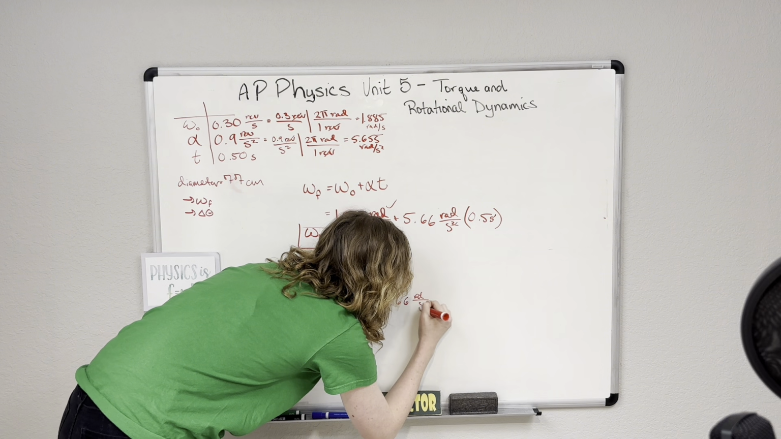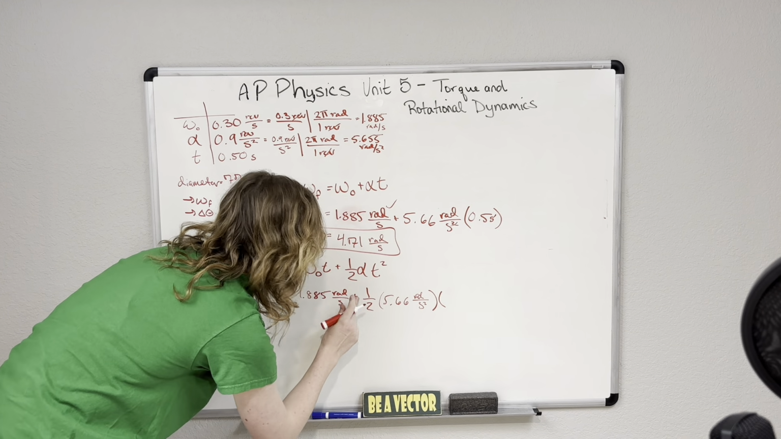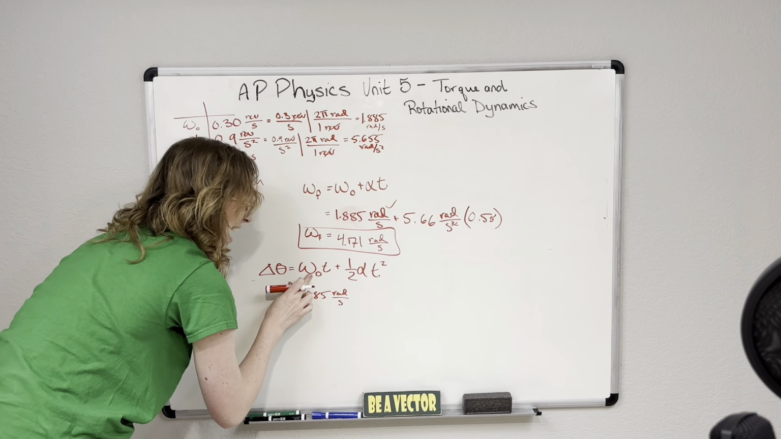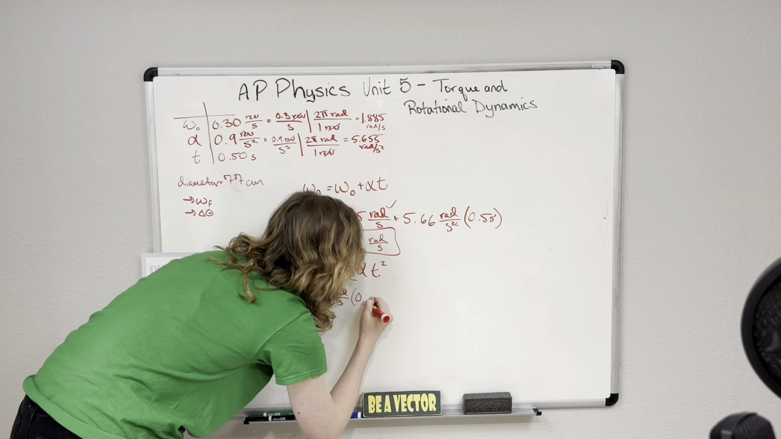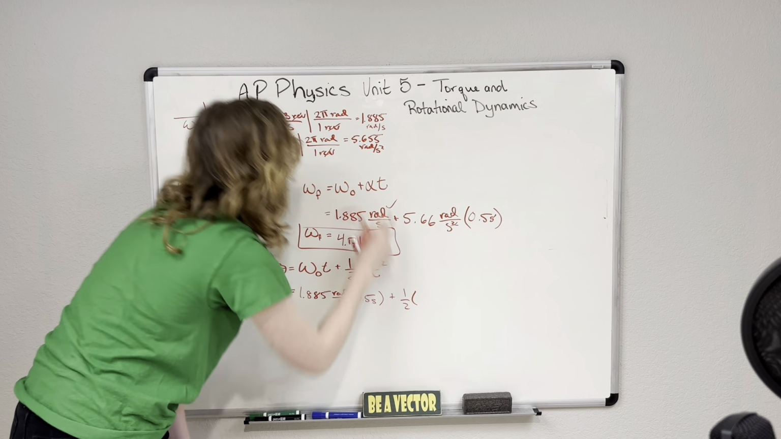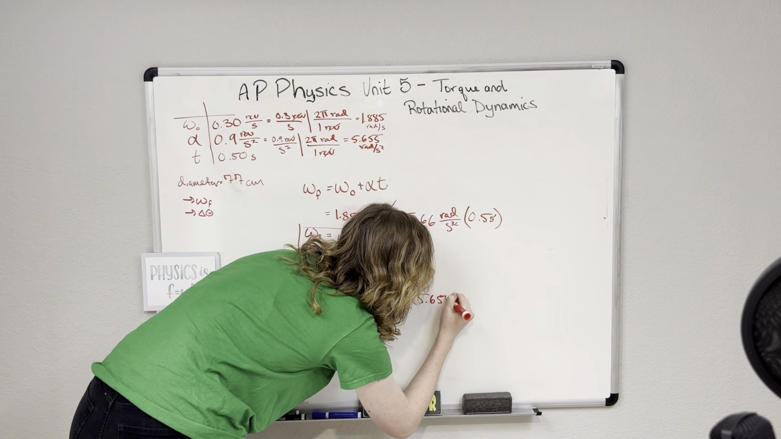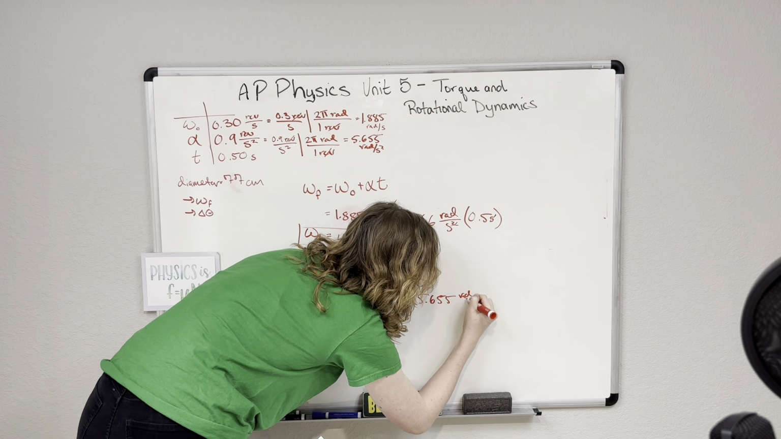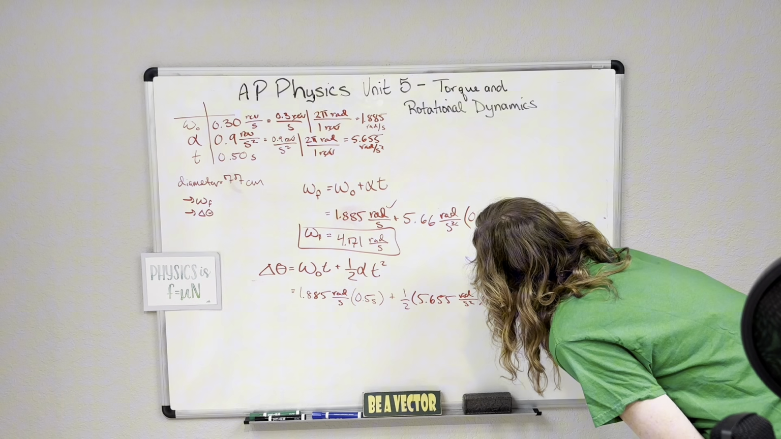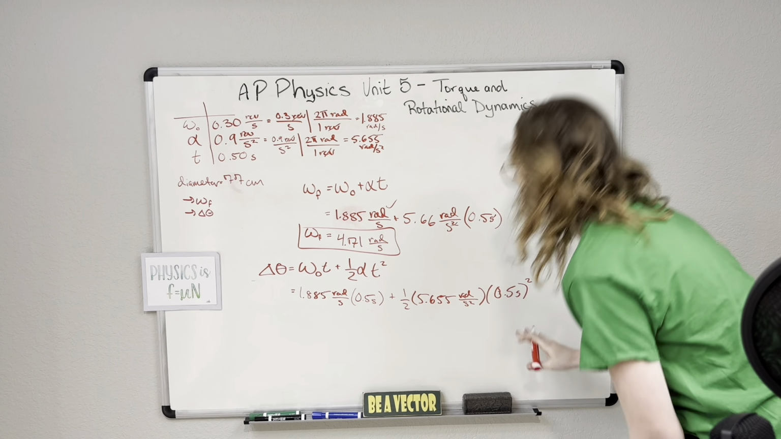radians per second squared, pardon my terrible handwriting, times, oh, I forgot my factor of time here. Let's back up and put that back in there. So our initial angular velocity times time, so times 0.5 seconds, plus 1/2 my angular acceleration, which is 5.65 radians per second squared, times, I'm running out of room, okay, times time, which is 0.5 seconds squared. That really is bad handwriting.